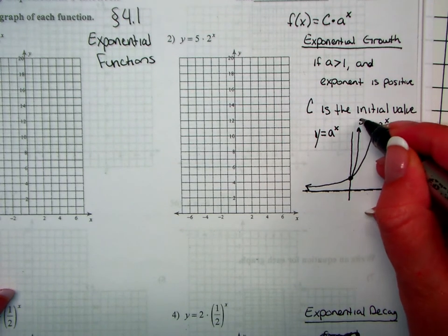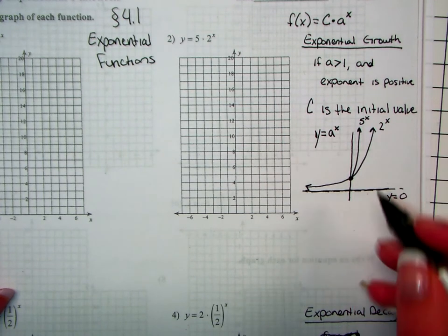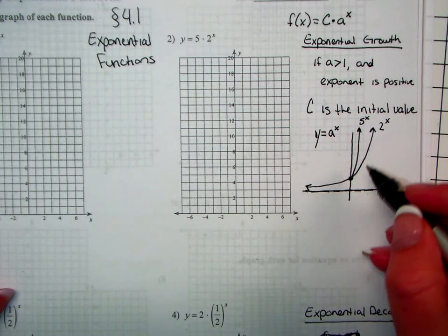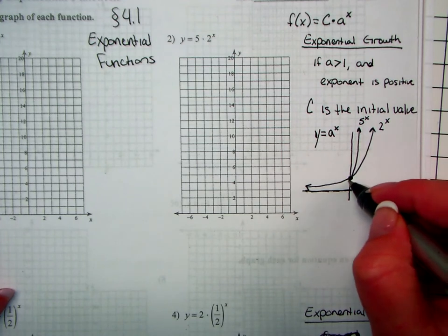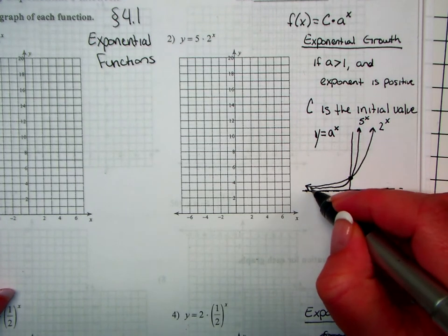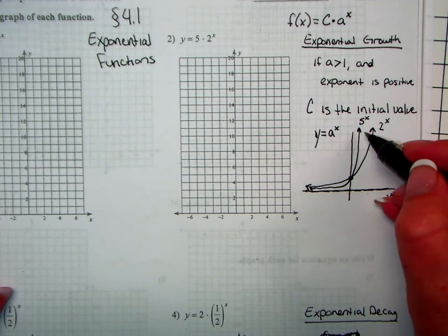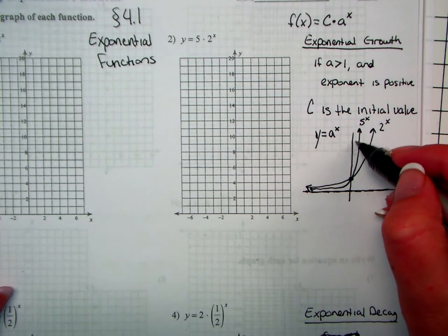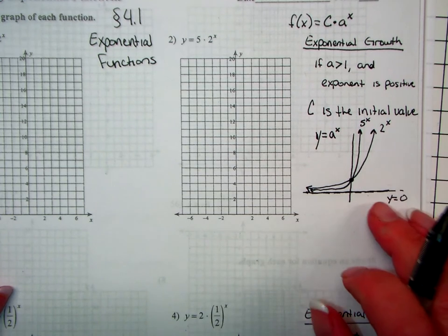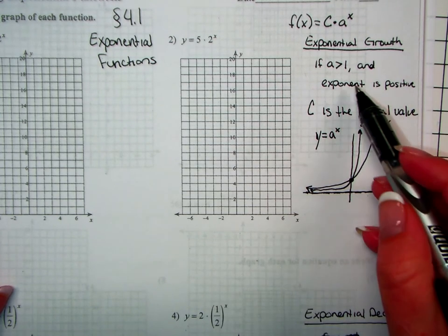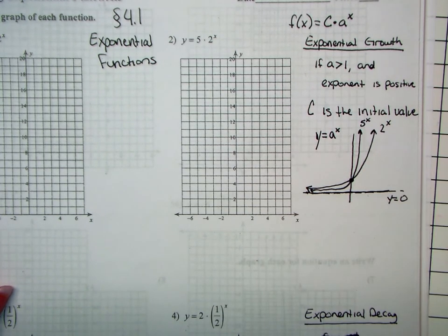All right, so the higher the base, the faster it grows, or the closer to the y-axis it is. And it's going to decrease faster as well. Okay, so this is 5 to the x. So 10 to the x, I didn't really leave myself room, but it would just be tighter to the y-axis there. Here's your exponential growth, when the base is greater than 1 and the exponent is positive.